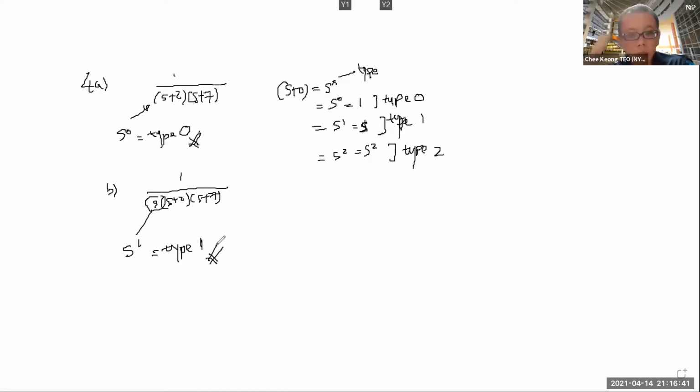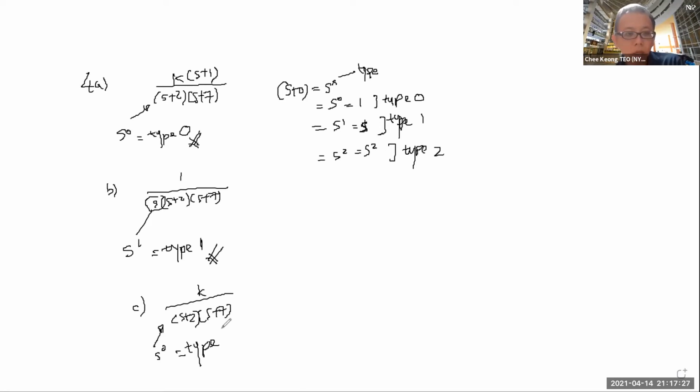Now what about C? C is again the same, but of course I'm only looking at the denominator. For example, just now for 4a, the numerator is actually ks plus 2, so maybe I should write it down as ks plus 2 over s plus 2, s plus 7, s plus 1. So this is for 4a. Now 4c actually has the same denominator, but it's k over s plus 2, s plus 7. In this case, again, there is s to the power of 0 here, right? Again, it is type 0.